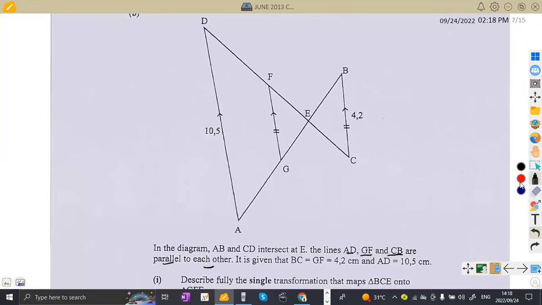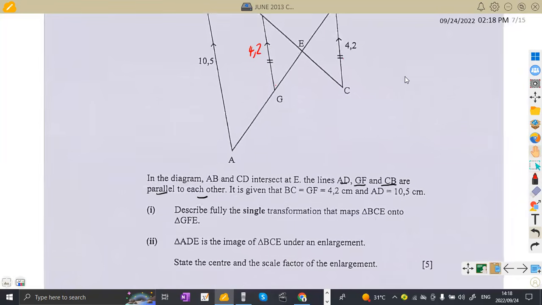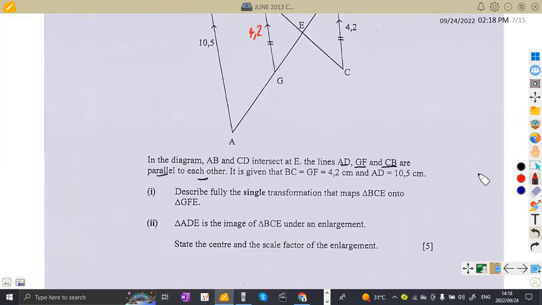And being parallel to each other, we are also given that these two sides are equal. F to G and B to C, these two, they are equal, and it's equal to 4.2. So it means also this one is 4.2. Okay, now the question is, take note guys, when you're answering these questions: describe fully the single transformation that maps triangle BCE onto triangle GFE.